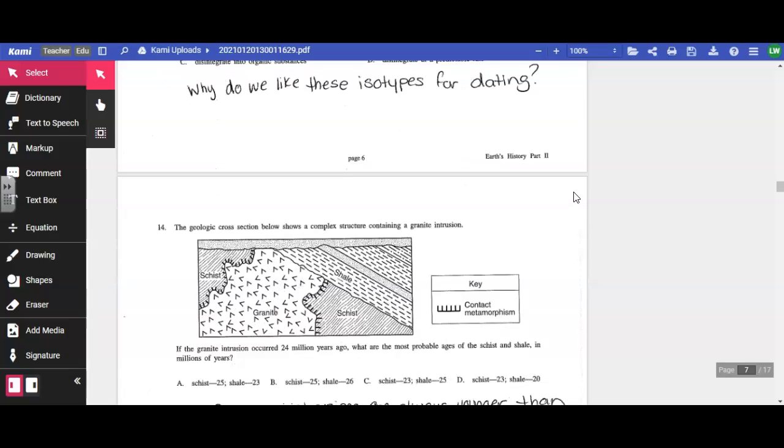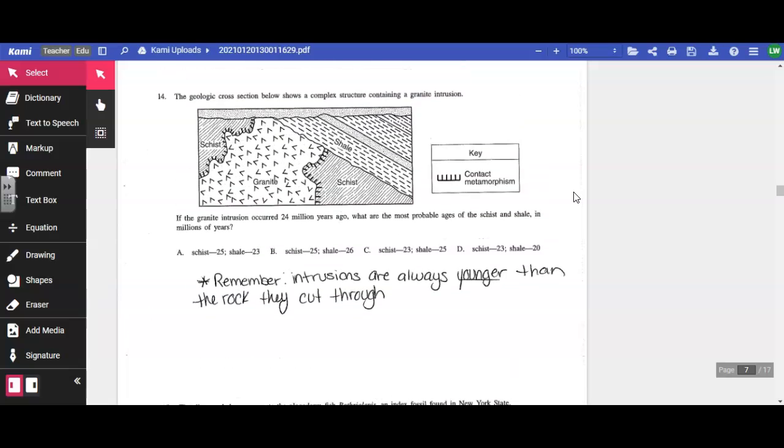Number 14. The geologic cross-section below shows a complex structure containing a granite intrusion. If the granite intrusion occurred 24 million years ago, what are the most probable ages of the schist and the shale in millions of years? Remember, intrusions are always going to be younger than the rock that they cut through. Okay? So that granite is always going to be younger than what it cuts through. We know a little bit about its age.